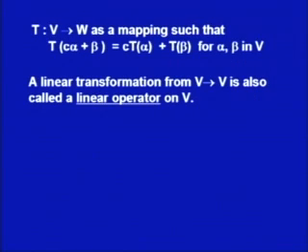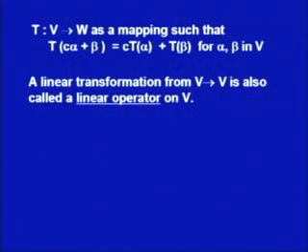The way I have defined this transformation, I can say that T from V into W is a mapping such that T of C alpha plus beta is equal to C times T alpha plus T beta for alpha and beta in V. In fact, this will become an alternative definition for linear transformation. So, instead of satisfying two properties, the additive property and the homogeneous property, the two properties are combined into one single property defined in this manner. Now, a linear transformation from V to V is also called a linear operator on V.